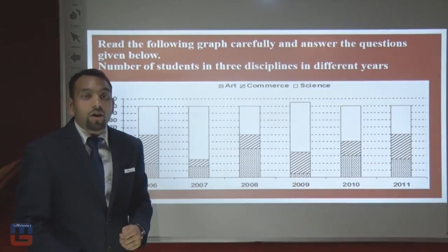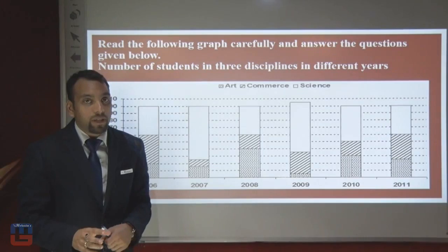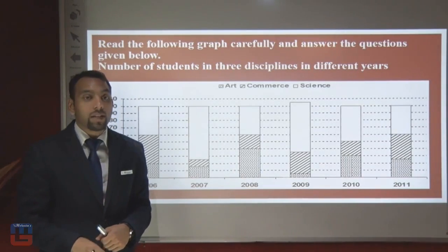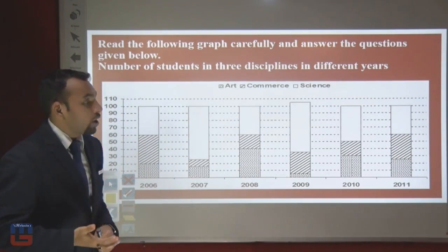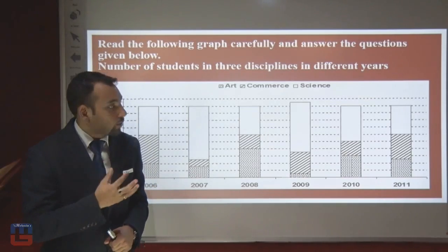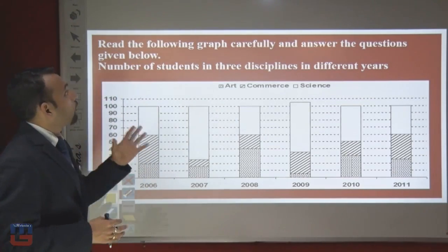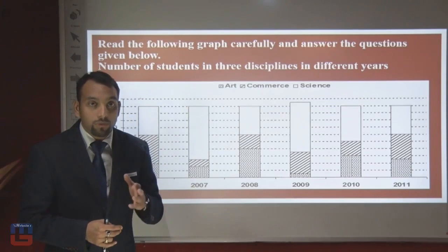The next question on the screen is from data interpretation, because it is SBI Mains and DI will contain a lot of things. Now what is the question saying? Basically, read the following graph carefully and answer the questions given below.